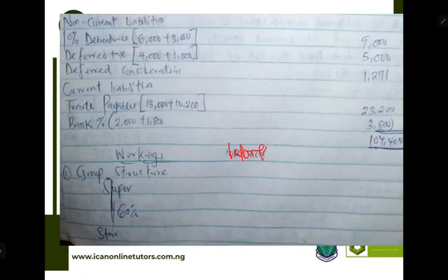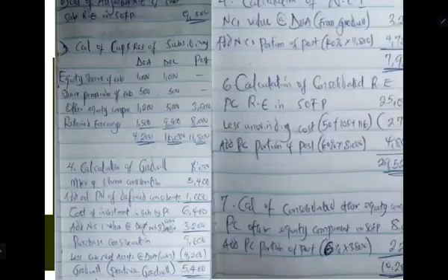The working note 1 is what? Group structure. Super acquired Star, 60%. So NCI will be what? NCI at 40%. Oh, sorry, I was trying to manage my space.